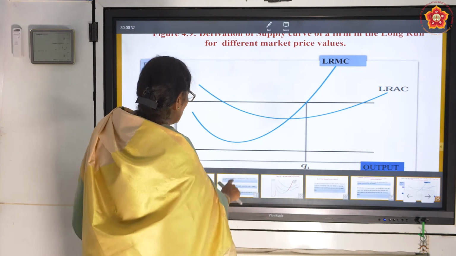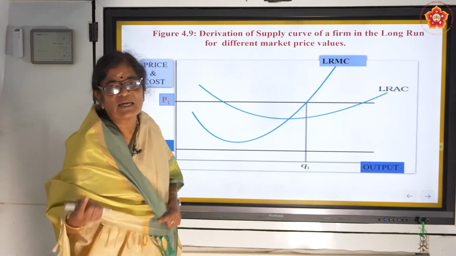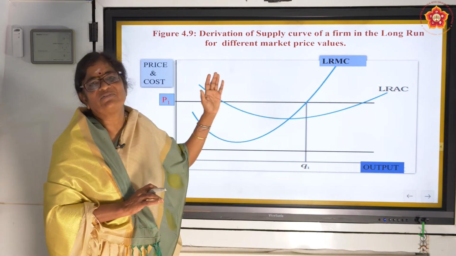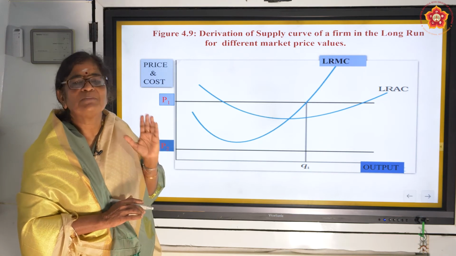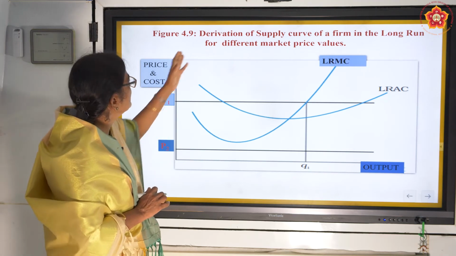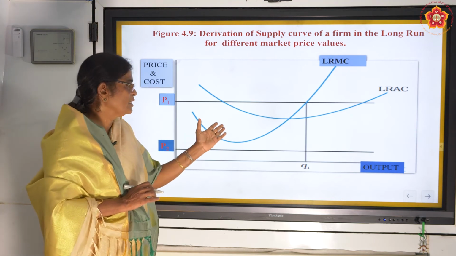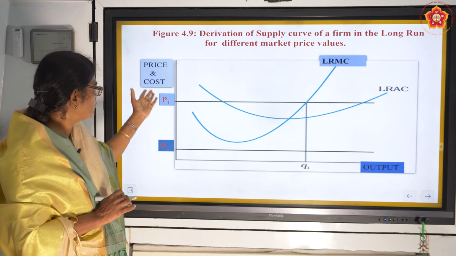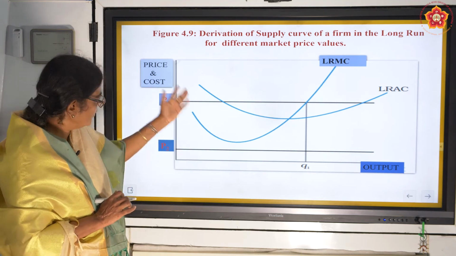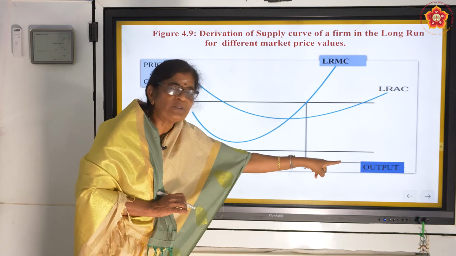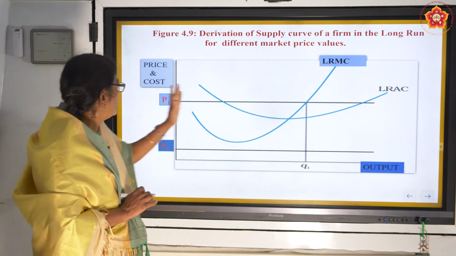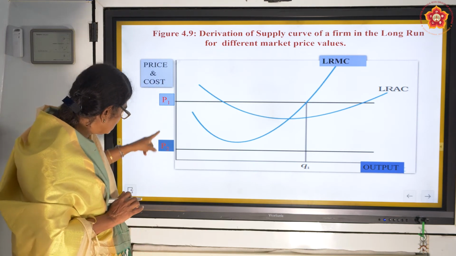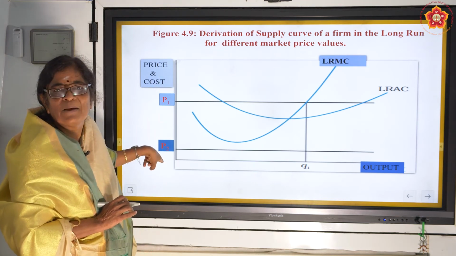Now we have finished how to derive a short run supply curve. Now we are going to derive a long run supply curve of a firm under a perfectly competitive market structure. Here, the derivation of the supply curve explains this firm, but a firm always carries some messages. What messages are we deriving from this firm? It says output is measured along the x-axis and price and cost are measured along the y-axis, and it also indicates two market prices, P1 and P2.